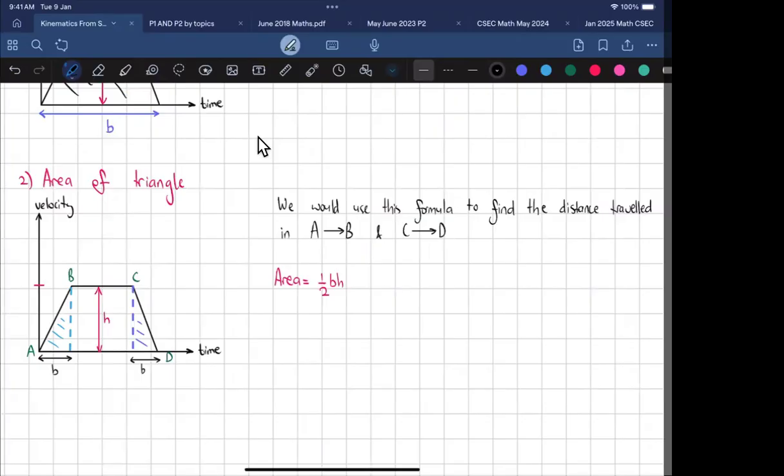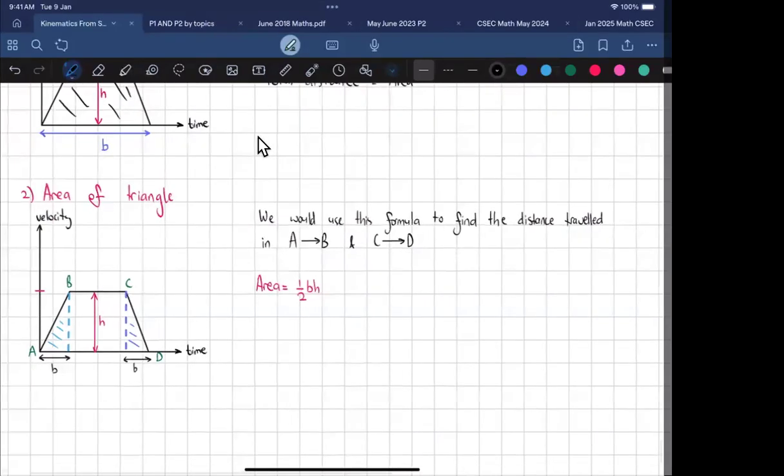Okay. And Haley, what if I wanted to figure out the distance traveled from B to C? How would I do that? To figure out the distance traveled in A to B and C to D, I use the area of a triangle, right? That makes sense because I've seen the triangle. What would I use to figure out the distance traveled from B to C? What shape is that? It looks like a square.